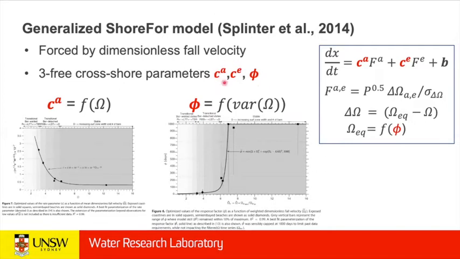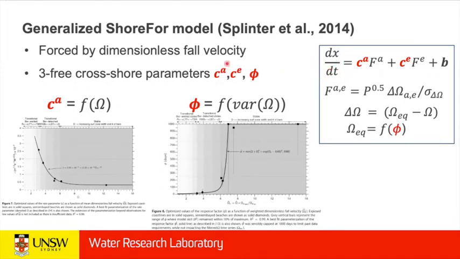The first 2 of them are the magnitude rate parameters, which simply dictate the efficiency of cross-shore processes. And the last one is the phi term, which is indicative of the time scales of shoreline response.